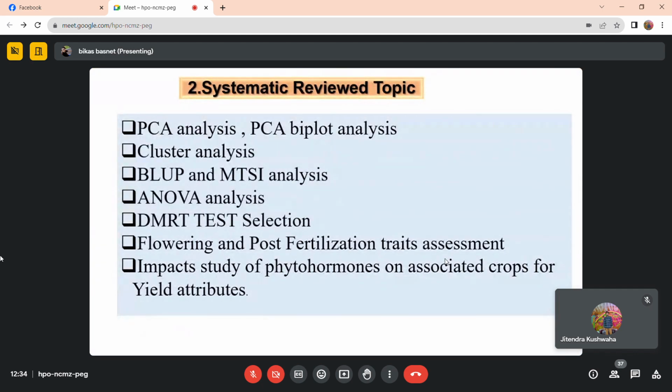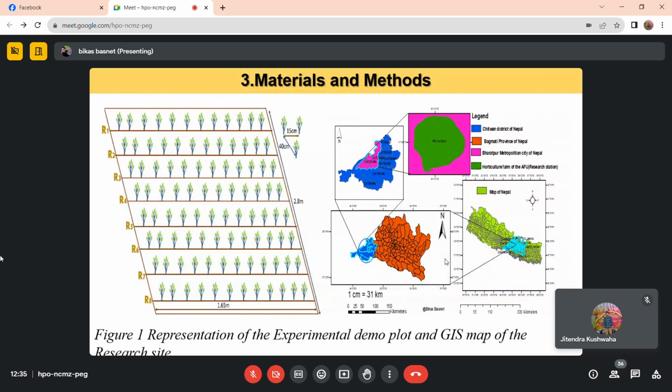Here is the systematic review topic that supports my research questions. I used keywords through Google Explorer and other browsing websites for searching my recent topic, matching my topic with the keywords of PC analysis, PC biplot analysis, cluster analysis, multi-trait stability analysis, and some terms like flowering and post-flowering trait association assessment, and the impact of phytohormone on associated crop yield attributes. Here are the materials and methods.